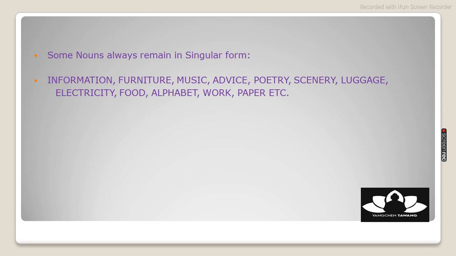Words such as information, furniture, music, advice, poetry, scenery, luggage, electricity, food, alphabet, work, paper. All these kinds of words are always in singular form. Whether we write it as plural also, the word will remain the same. We will not use s for plural. Poetry is singular as well as plural. We never write poetries.